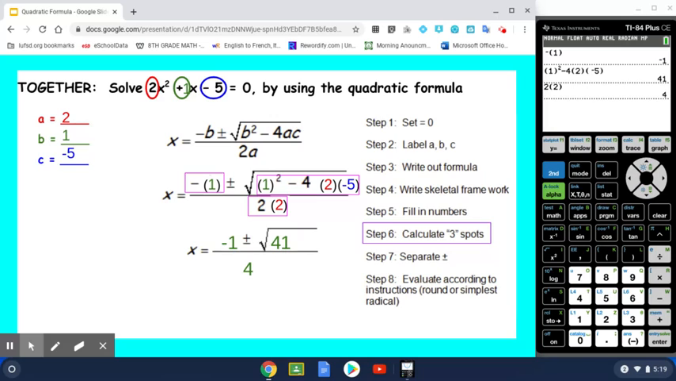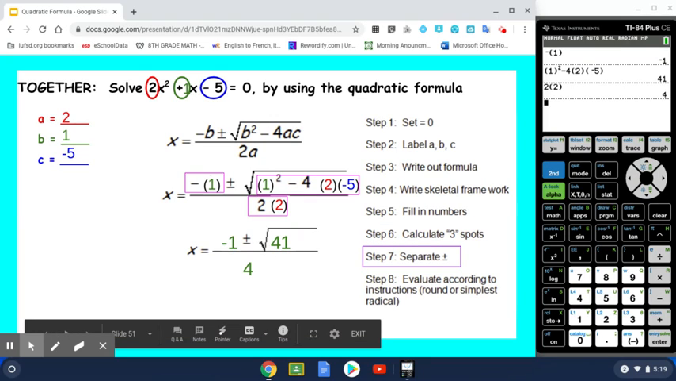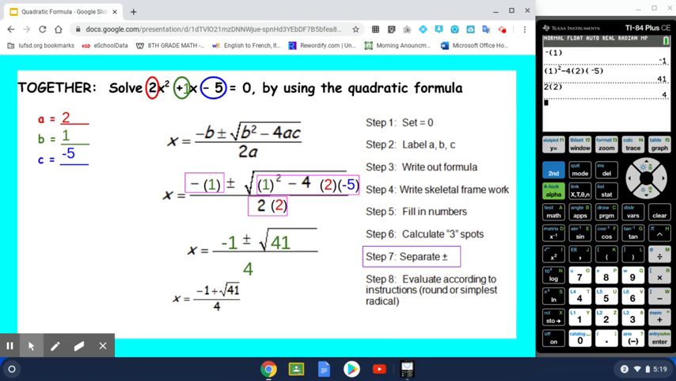The last step is separate your plus and minus just like we did with completing the square. You're going to do negative 1 plus radical 41 over 4. And the next one's going to be x equals negative 1 minus radical 41 over 4. Now, step 8 is make sure you evaluate according to the instructions. And I'm just going to tell you today, we're going to do it rounding to the nearest hundredth because getting it in your calculator, again, is really important.